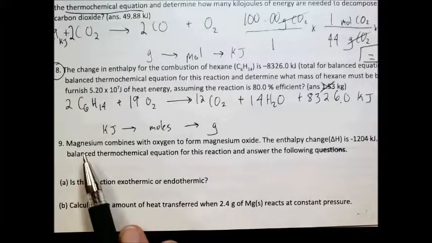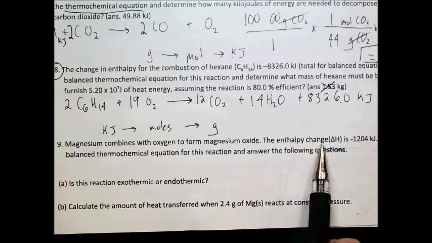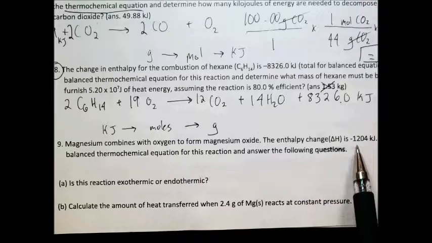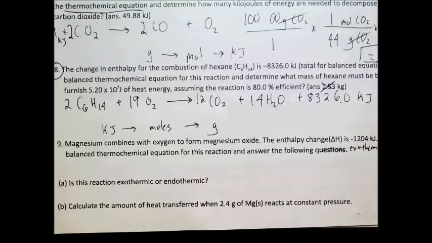Number 9 says, magnesium combines with oxygen to form magnesium oxide. The enthalpy change, the delta H value, is negative 1,204 kilojoules. Now the fact that it's negative tells me that it's exothermic. We wrote that at the very top of this page of notes, that exothermic would have a negative value. Our directions say to write the balanced equation for this reaction and then answer questions.